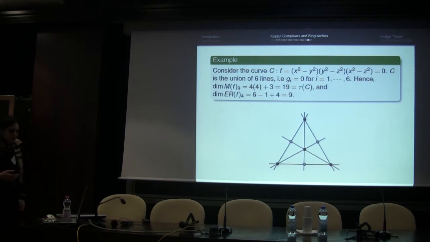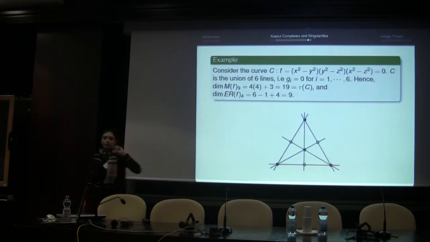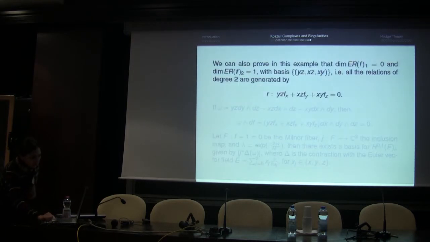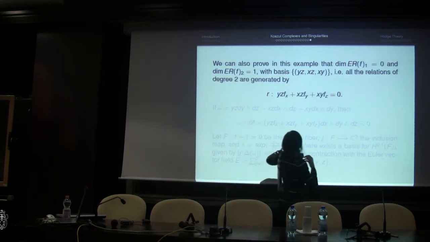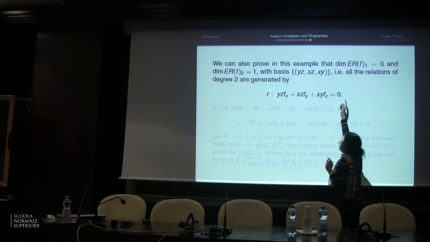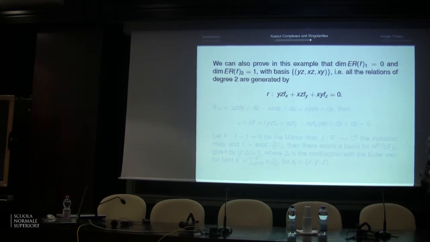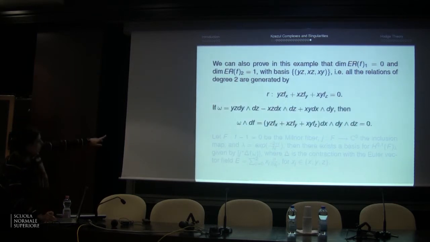But I consider this example because we can also compute the dimensions of ERF 1, and we found that it's 0, so we don't have syzygies of degree 1, but we have syzygies of degree 2. The first syzygy of degree 2 is this one, so the dimension of ERF 2 is equal to 1. So we can find this relation between the partial derivatives of F, and if we consider omega, just to mention that I found this relation by direct computation, but we can also find syzygies using Singular. So if we consider omega to be this 2-form, and omega wedge df is equal to 0.